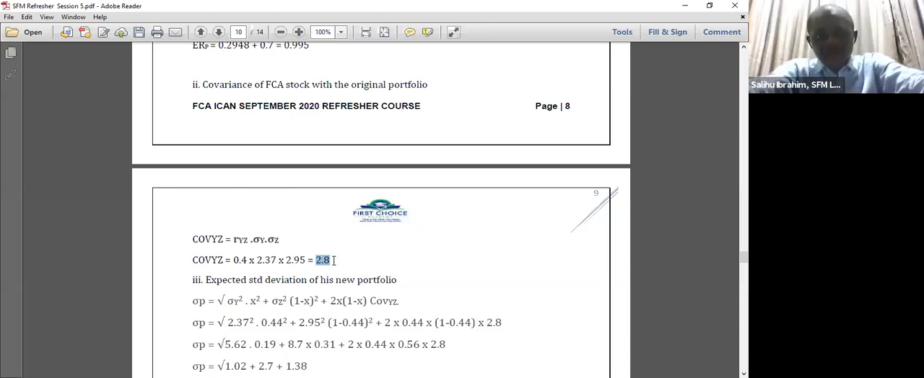Back to someone that asks me for the correlation coefficient. It's quite simple. Just make correlation the subject of the formula. Correlation XY will be covariance YZ over standard deviation of Y multiplied by standard deviation of Z. Just make it the subject of the formula. I believe that is clear. Okay, that is B.